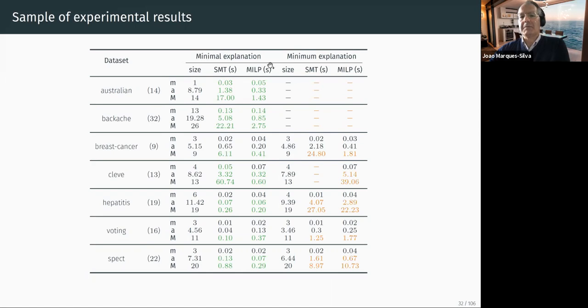Here is subset minimal explanations, cardinality minimal or minimum explanations. The dash means we cannot compute. And again, as I said, if the decision problem is NP complete, then finding a minimal prime implicant is going to be hard for the second level of the polynomial hierarchy. So this is essentially the reason for that.